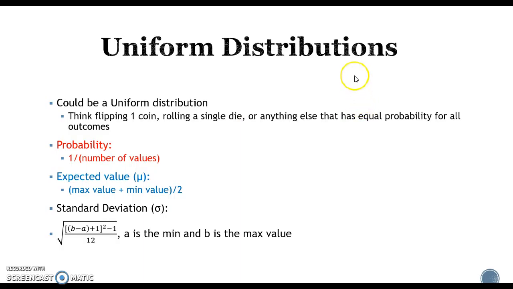So the distribution looks very flat. There's no arch, it's very flat. The probability is 1 divided by the number of values. If we're talking about the coin, it's 1 over 2. Talking about the dice, it's 1 over 6. We can calculate the expected value by taking the max value plus the min value divided by 2. But again, like we talked about at the beginning of this, that's not really that interesting. So this is uniform distributions, and we will move on to the next one in the next video.